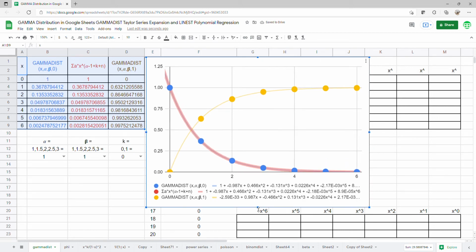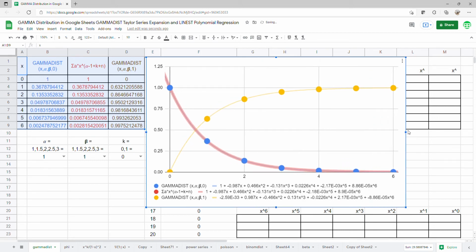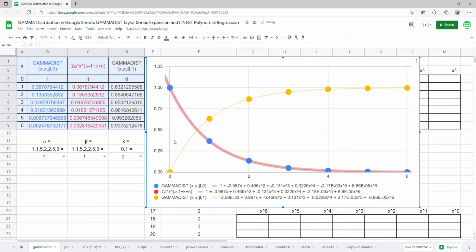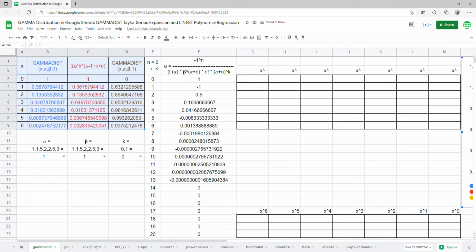We'll calculate this polynomial regression coefficient using LINEST. To do that, we complete the LINEST matrix starting with the power, which is equal to transpose 0 to 6. And the elements of the matrix, array formula of the x values raised to the power 0 to 6.